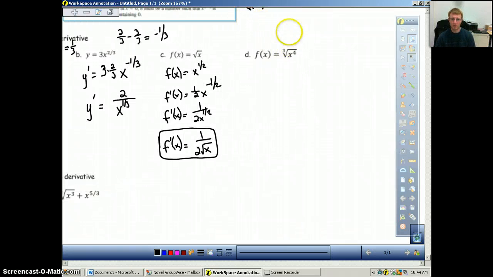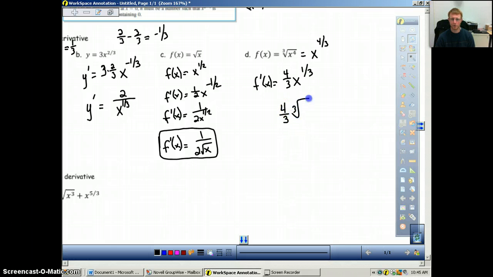Okay, this last one, same thing. First, rewrite your problem with an exponent. So this is going to be x to the 4/3 power. So now we take the derivative of that. F prime of x equals 4/3 times x. We minus 1 off that, we get to the 1/3. We don't have to move anything because we're already good there. So we have 4/3 times the third root of x is what our f prime is equal to.